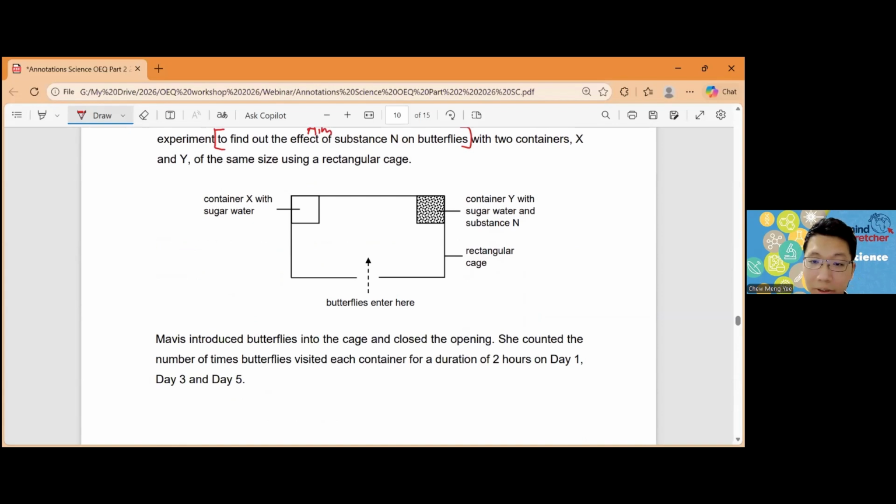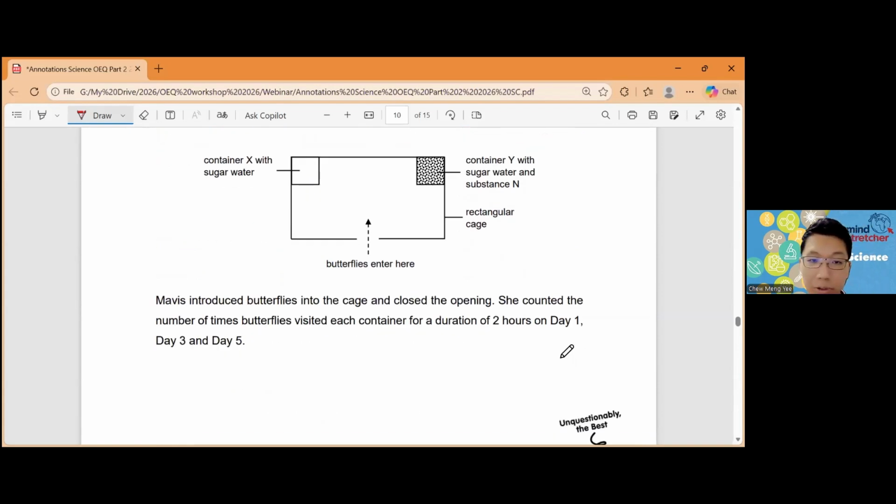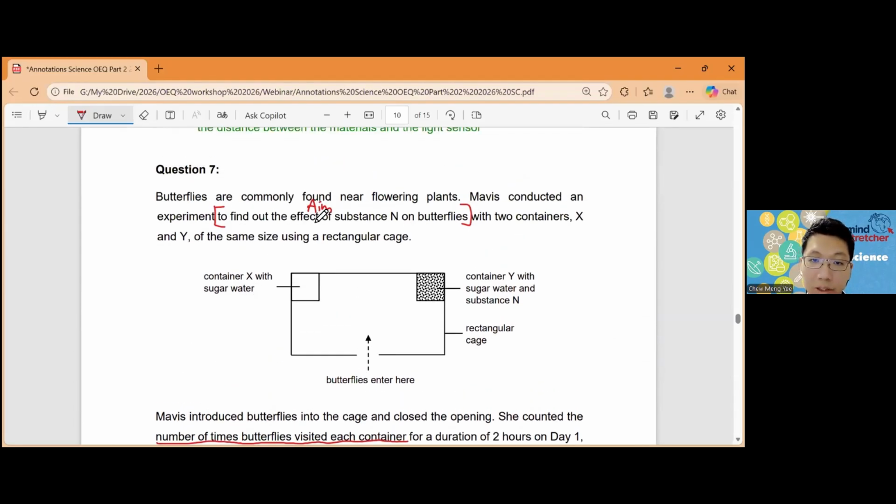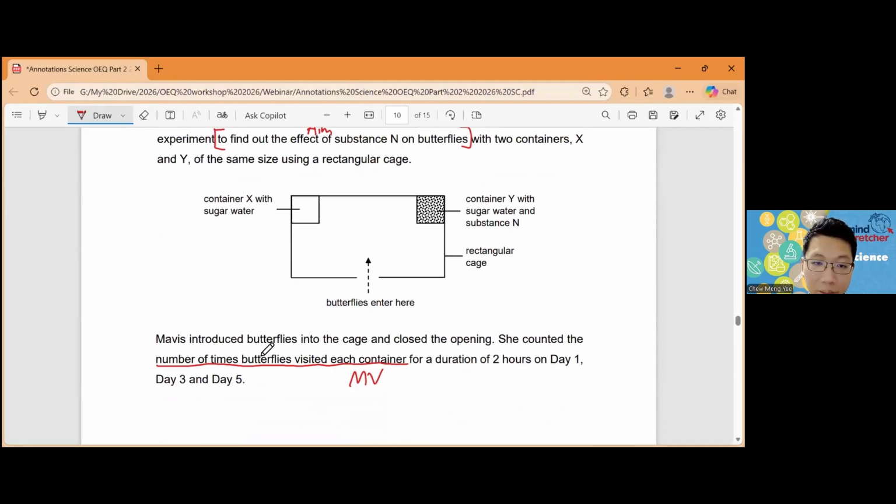Then what are we measuring? From the results, you can see they say that she counted the number of times butterflies visited each container for a duration of 2 hours on day 1, 3, and 5. So this is the measured variable. We are changing the presence of substance N in the containers, and we are measuring the number of times butterflies visited each of these containers.